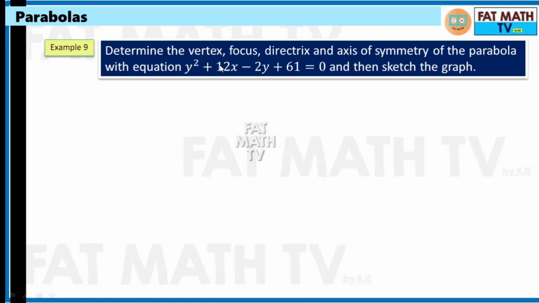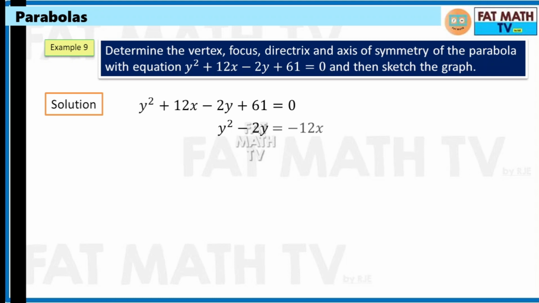We have here y squared plus 12x minus 2y plus 61 equals 0. To make this standard form, as you can observe in the standard equation, the variable being squared is put on the left and the linear one is put on the right. So we need to put y squared and negative 2y on the left and the 12x and 61 on the right. So y squared and negative 2y stay on the left, but you have to transfer 12x to the right, so it has to be negative 12x. And the positive 61 will be negative 61.